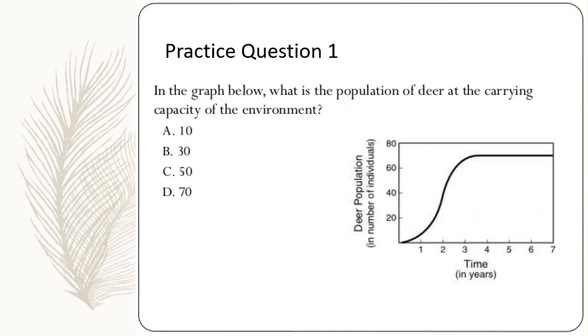So here's a practice question, and they made it nice and flat, which is not like reality at all. But what is the population of deer at carrying capacity? So carrying capacity is, again, where it levels off. So you look for that leveling off, and then you go across. And so you can kind of hypothesize here that it's about halfway between 60 and 80, which would be 70.